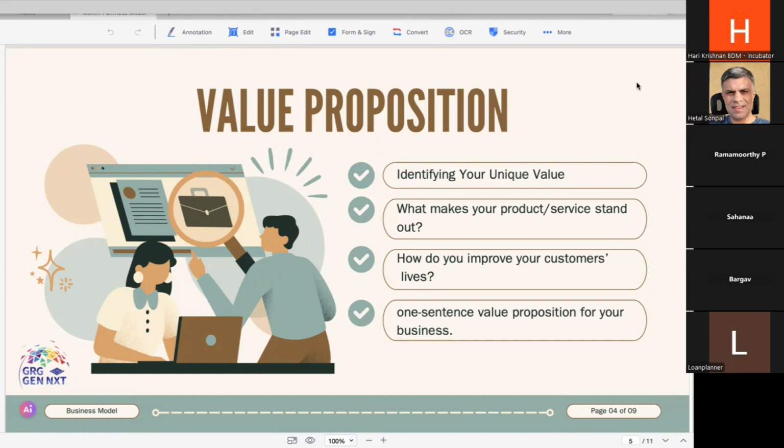Yeah, so try and make a one sentence value proposition for your business. Lakshmi, I would like you to come in. Can you create a one sentence value proposition for your business, something very similar to what we did for Rachana for Design Expert a few minutes back?